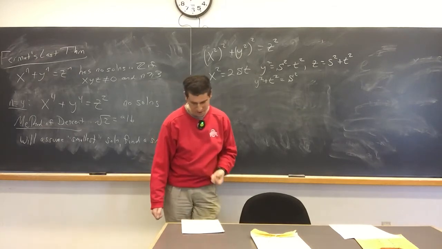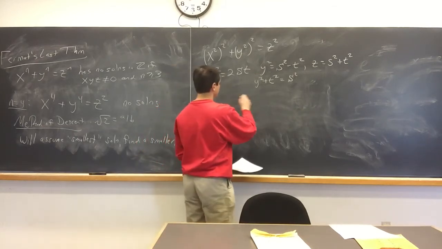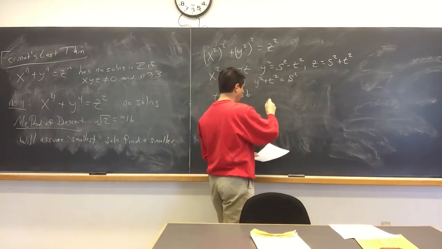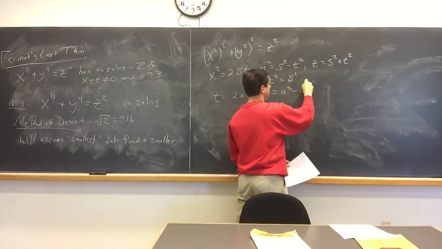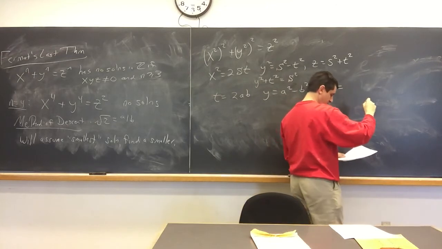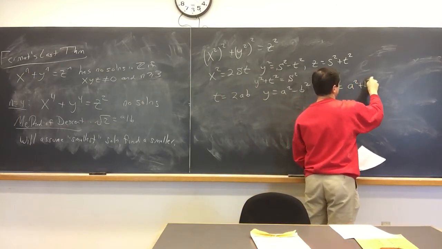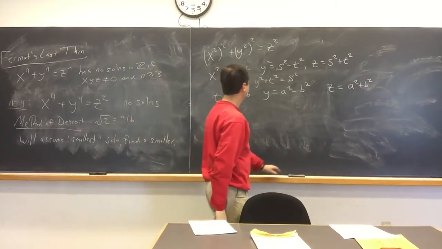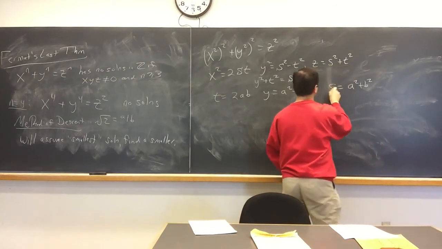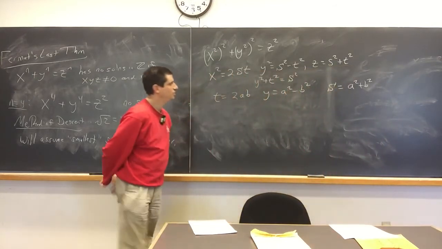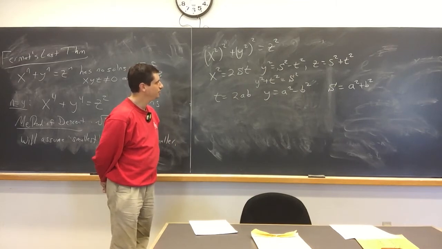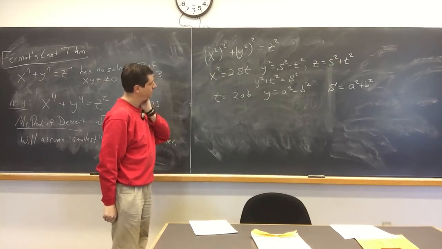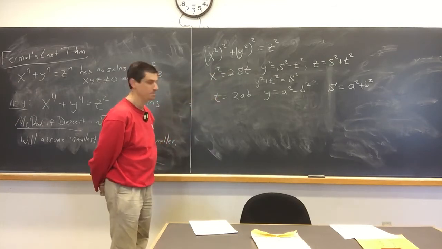I think they want to use the letters a and b. So they want to use t equals 2ab, y equals a squared minus b squared, and s is a squared plus b squared. That should be s, not z. Thank you, that should be s, not z. I just hate writing s so much. All right, so now we have a formula for x in terms of s and t. And then we can write x in terms of a and b.